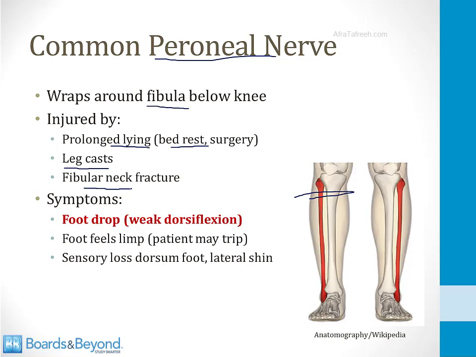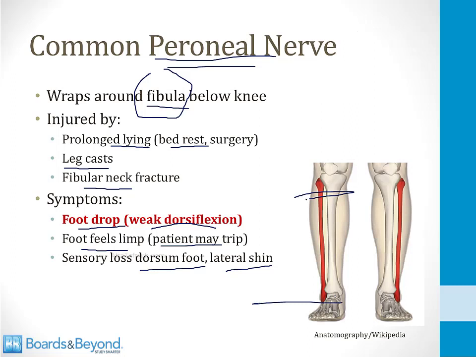The symptoms when there's a common peroneal nerve lesion include foot drop. There's usually weak dorsiflexion. The foot can feel limp. The patient may complain of tripping or falling. And there's sensory loss on the dorsum of the foot and the lateral shin. The way to remember this is just know that the word peroneal means the same thing as fibula, and then just remember fibula and foot. So anytime there's a problem with the common peroneal nerve, there's going to be a problem with dorsiflexion of the foot and sensation on the dorsum of the foot. And then you can also remember that this usually occurs when there's compression near the fibula.